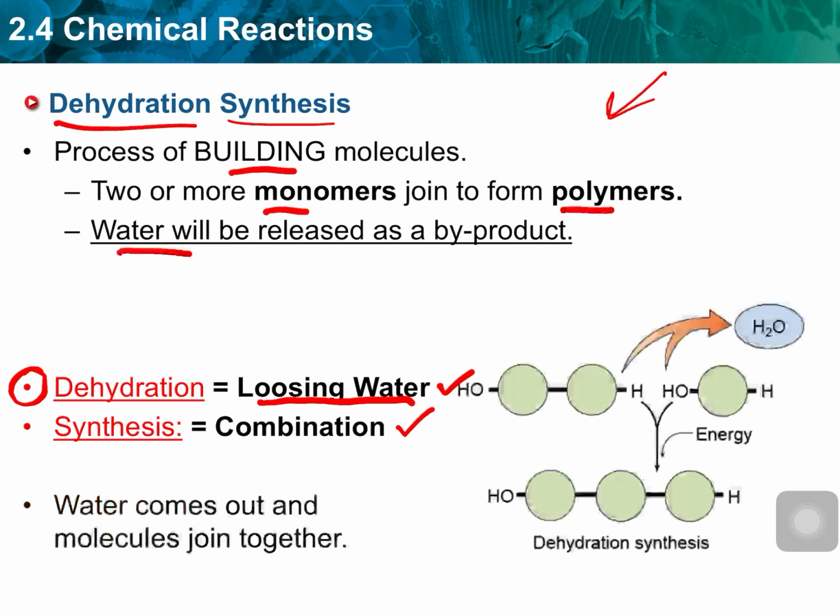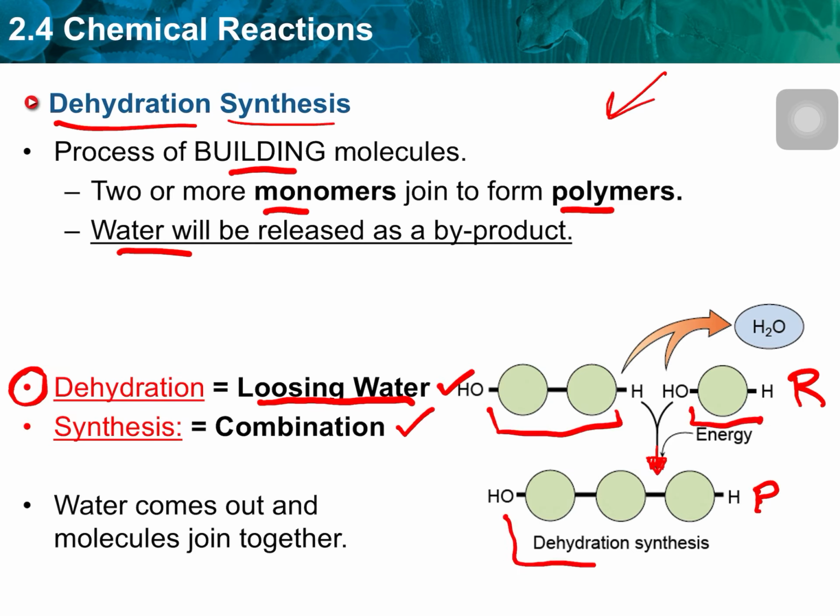So right here are my reactants and here are my products, because these are at the end of the arrow. As you can see, this molecule is joining with this molecule to make one molecule, and then we are losing our water. So dehydration synthesis: losing water, joining molecules. You have to know what these two terms mean. You just have to know those.